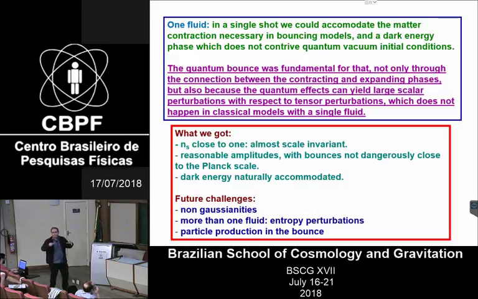necessary in bouncing models to have a scale-invariant spectrum, and a dark energy in the expanding phase, which does not contrive quantum vacuum initial conditions. The quantum bounce was fundamental for that, not only through the connection between the contracting and expanding phase, but also because the quantum effects can yield large scalar perturbations with respect to tensor perturbations, which does not happen in classical models with a single fluid. So what you got: n_s close to 1, almost scale invariant, reasonable amplitudes with the bounce not dangerously close to the Planck scale, and dark energy naturally accommodated.